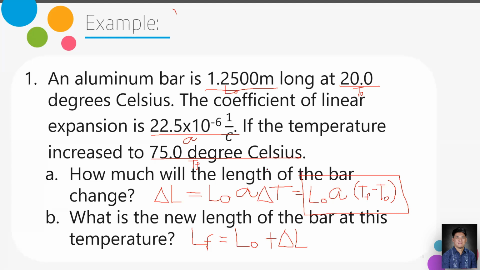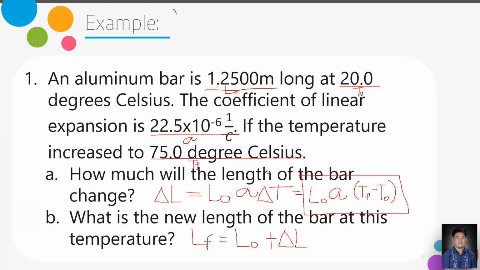Take note, the unit for our temperature is always in Celsius. Since Celsius yung ginagamit natin here in the Philippines or in Asia, Celsius rin yung gagamitin natin for our temperature. And for our coefficient of linear expansion, we will use 1 over degree Celsius. Yan yung unit na gagamitin natin in the coefficient of linear expansion.